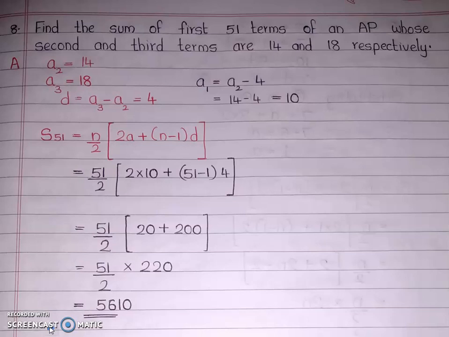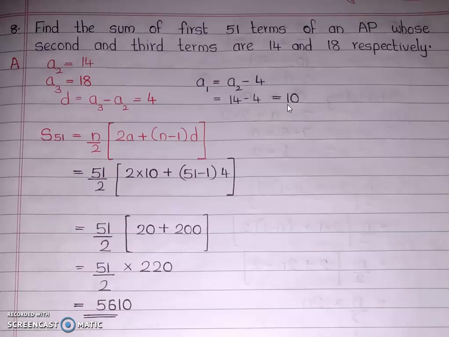How will you find common difference? Two consecutive terms are given to you, isn't it? a2 and a3. So how will you find d? You can find d as d is equal to a3 minus a2. So 4. How will you get first term? You have the second term and the common difference. You can get the first term as a2 minus 4, or common difference. And the first term is 10.